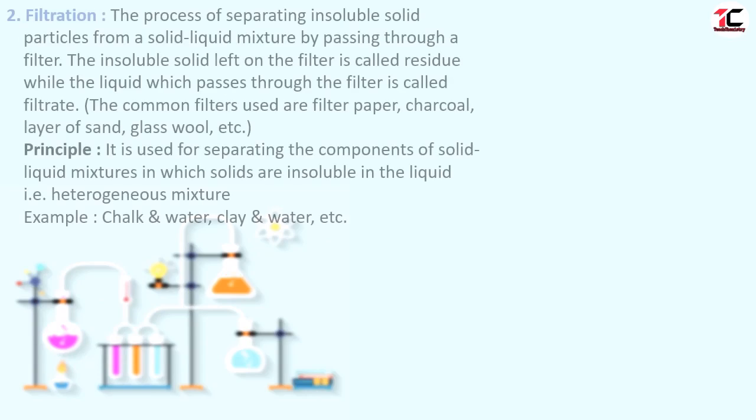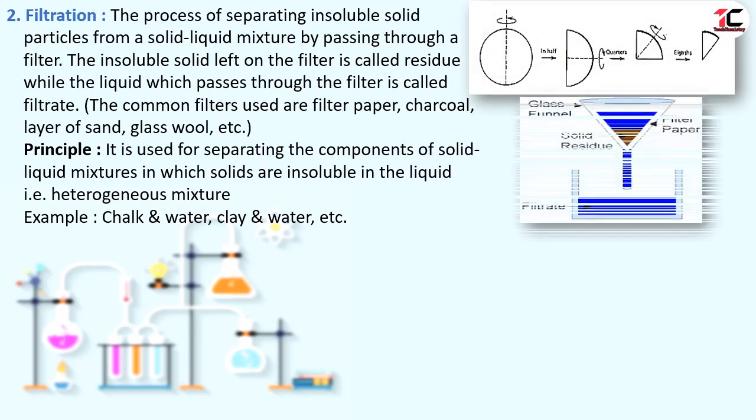It is the filtration method. What is the filtration method? It is the process of separating insoluble solid particles from a solid liquid mixture by passing it through a filter. The insoluble solid left on the filter is called the residue, while the liquid which passes through the filter is called the filtrate. Which common filters do we use? We use filter paper, charcoal, a layer of sand, glass wool. Out of these, at present we mostly use filter paper.